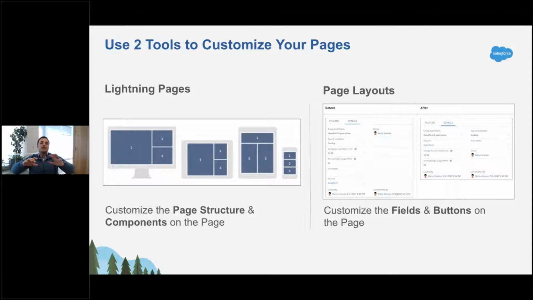So let me try to zoom out a little. We have Lightning pages. Lightning pages are the structure of the page itself. You know, how many columns are there? Will there be a chatter feed on the page at all or not? Will it be on the right or the left, underneath something or above something? That's the Lightning page, okay?